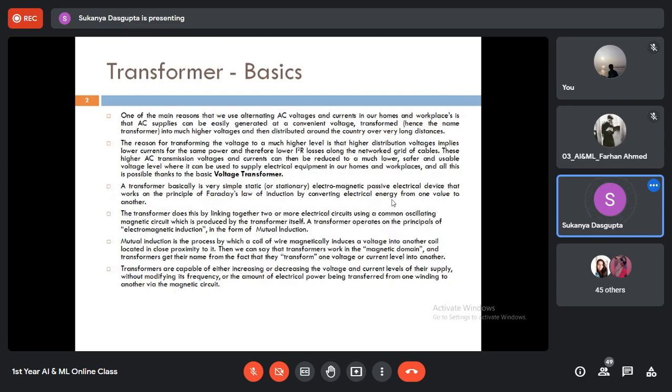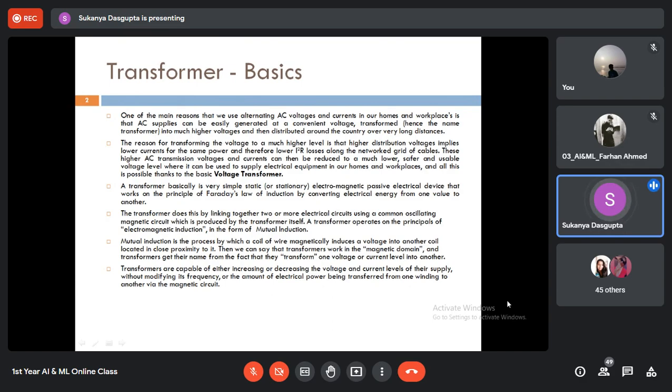That means the transformer working is based on the common oscillating magnetic circuit. That means the common magnetic flux phi m, what I have shown just now, which is produced by the transformer itself. A transformer operates on the principle of electromagnetic induction in the form of mutual induction that I have explained just now. So if you have any question regarding this, you can raise your hand.